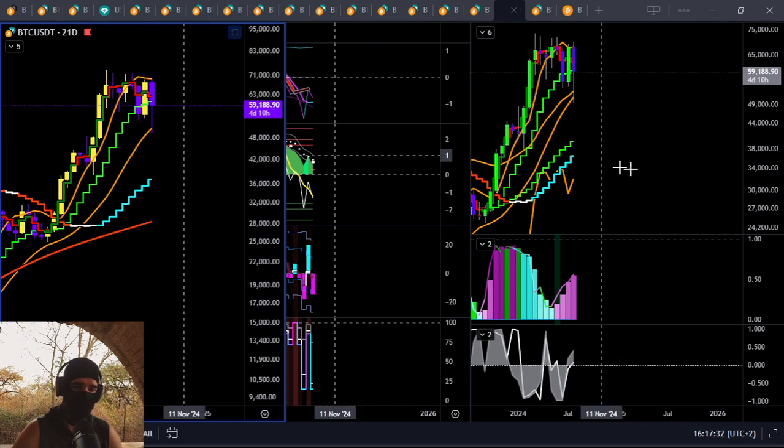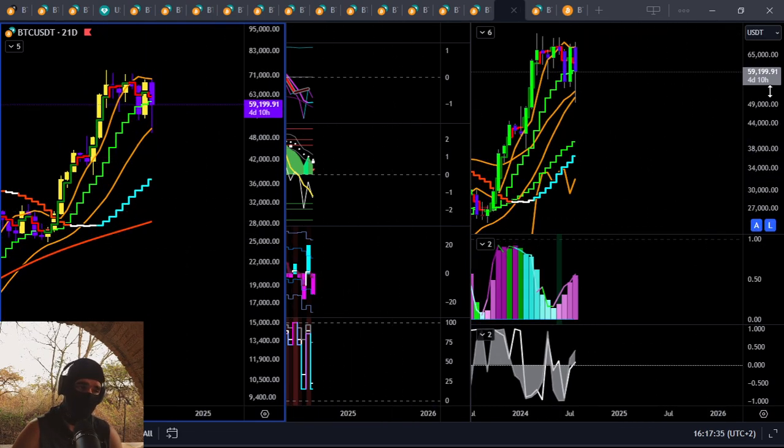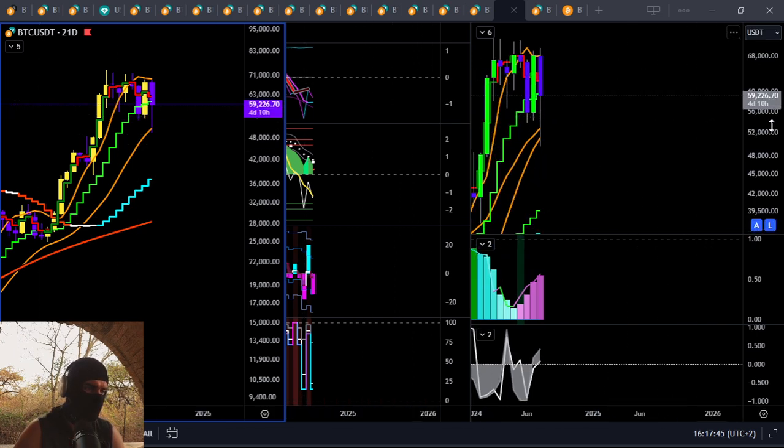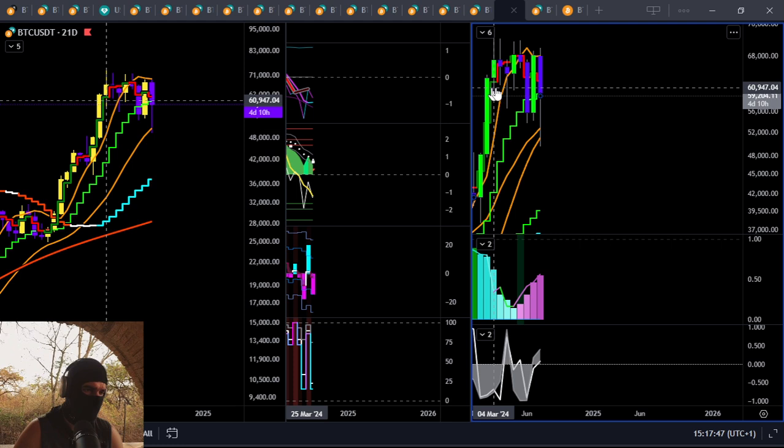What can we see here? This is 21 days. So 21 days obviously starting to come to its end. It's got another 4 days and 10 hours. So I think I'll pretty much be trading that on Friday, Saturday. Any closes below, can I bring that forward?